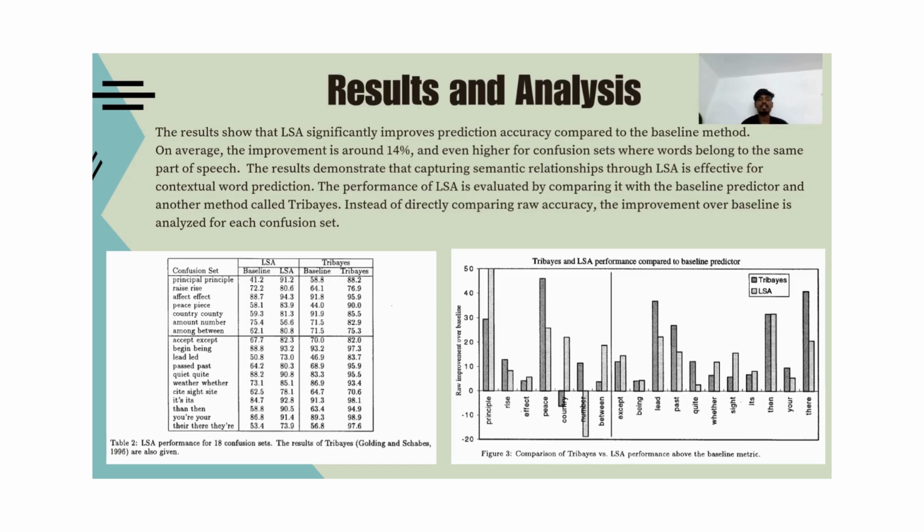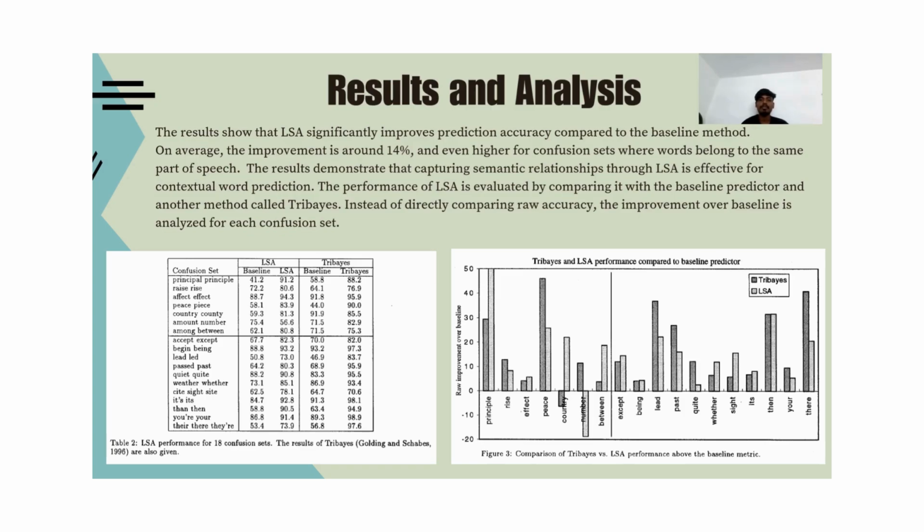So the graph shown alongside the table provides a visual representation of these results. In this graph, the horizontal axis represents the different confusion sets, while the vertical axis shows the improvement in accuracy over the baseline. Each confusion set is represented by two bars. One is for LSA and another is for Tribase. From the graph, we can clearly observe that LSA consistently achieves positive improvement over the baseline in most cases. The height of each bar indicates the magnitude of improvement, and in several cases the improvement is quite substantial.